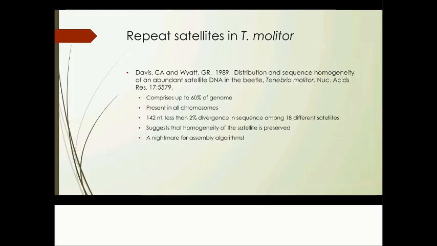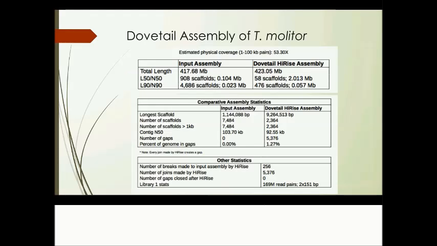So in the next slide, you'll see the results that we got from that assembly. For our Chicago coverage, we had 53x coverage. We had an L50 of 908 scaffolds and an N50 of about 104,000 bases, and we were able to reduce that to 58 scaffolds with an N50 of about 2 megabases.